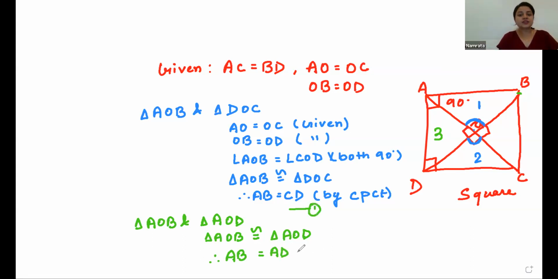Equation 1 and equation 2. Now see carefully equation 1 and equation 2. AB is the same as CD. AB is the same as AD. So AB, CD, AD all are the same with each other, right?